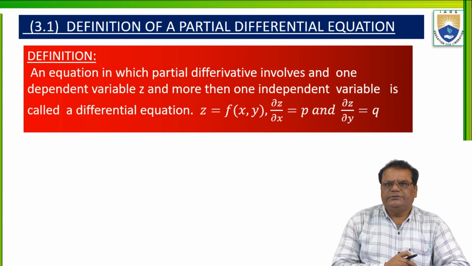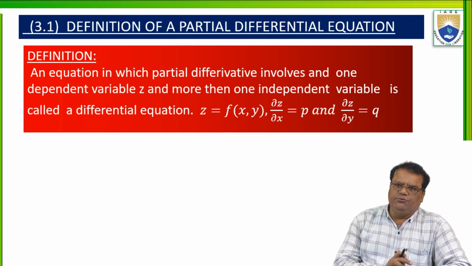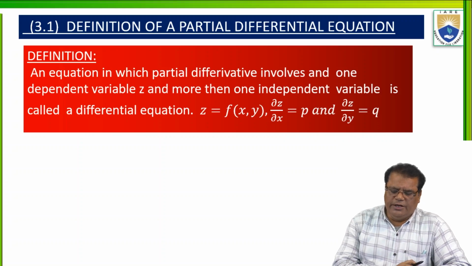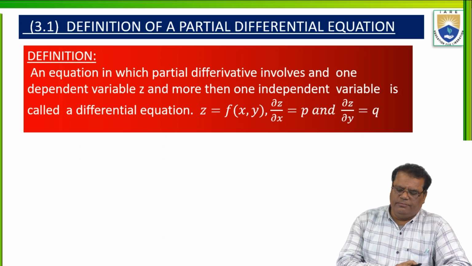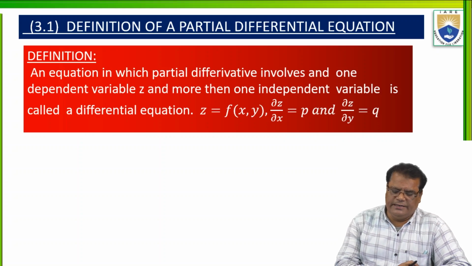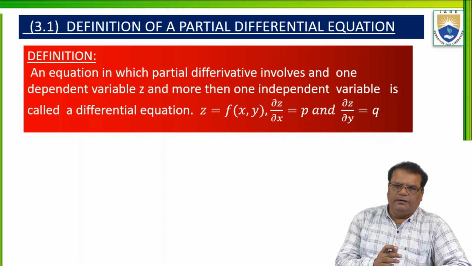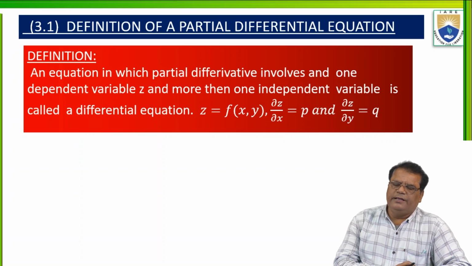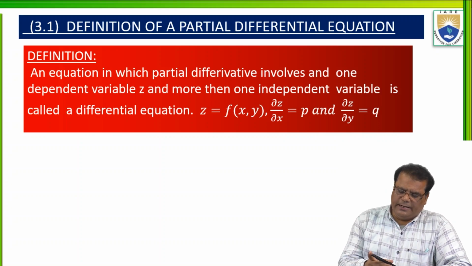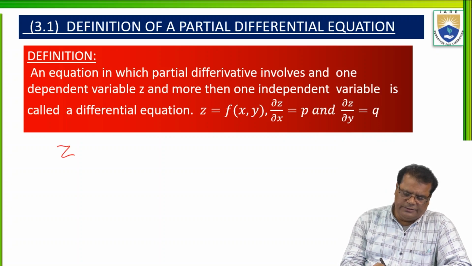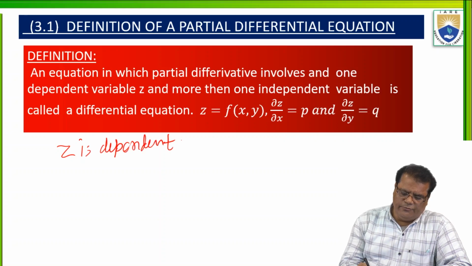Now next, second is the definition of a partial differential equation. How can we define a partial differential equation? It is an equation in which partial derivatives are involved, with only one dependent variable z and more than one independent variable in the equation, then that equation is called a partial differential equation. So here I am telling you basically z is the dependent variable.